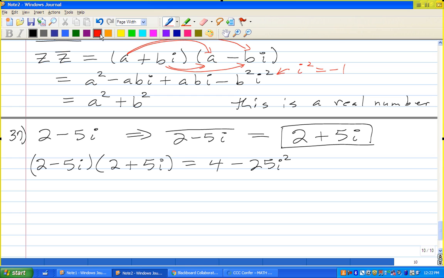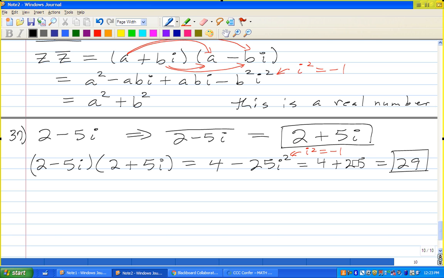Let me use the fact that i squared is negative 1 to simplify this. And so I get negative 25i squared becomes a positive 25, plus 4 is indeed 29. And so a number times its complex conjugate is the square of the real part, the square of 2, plus the square of the imaginary part, 5, and so 5 squared is 25.